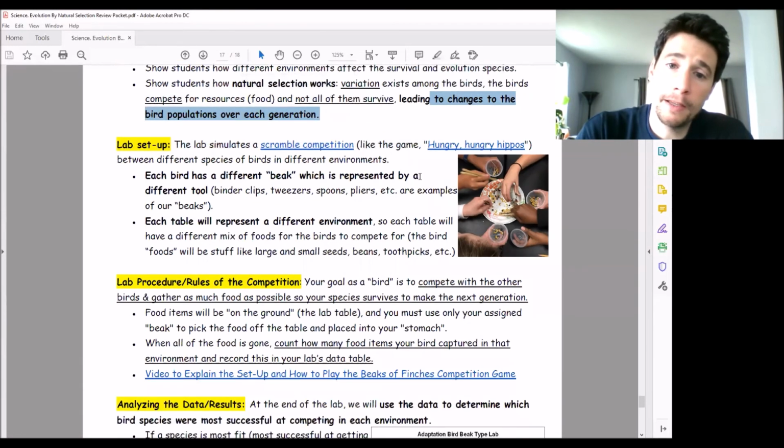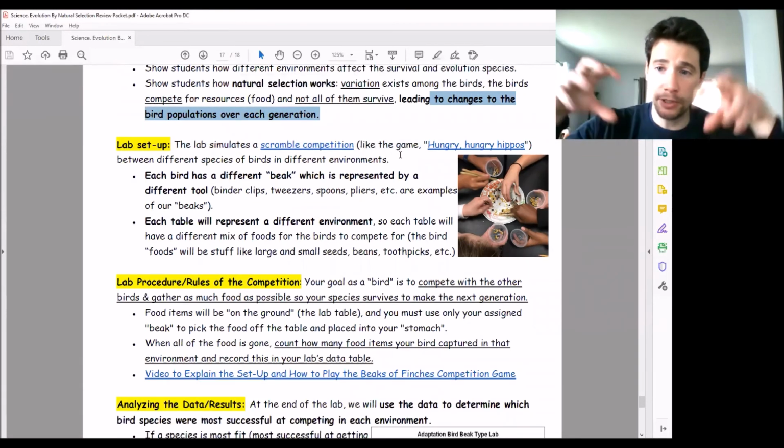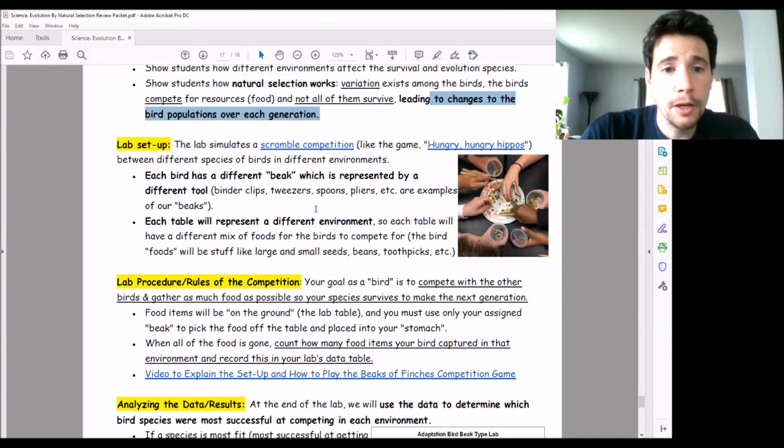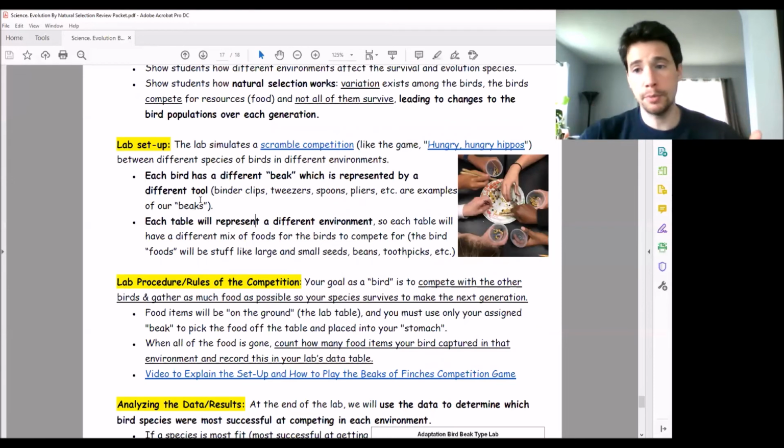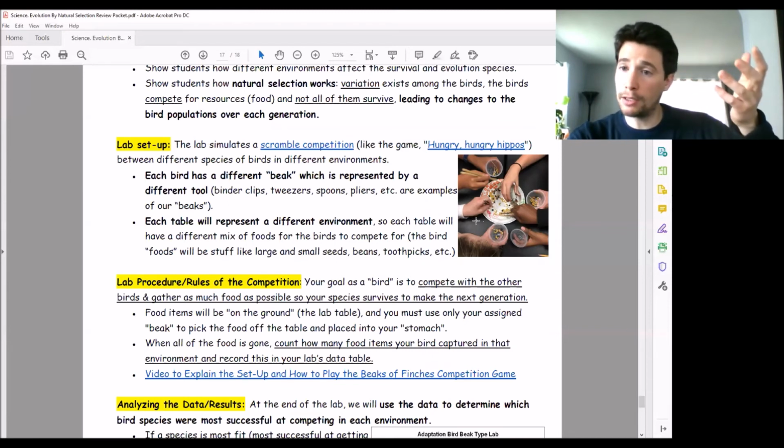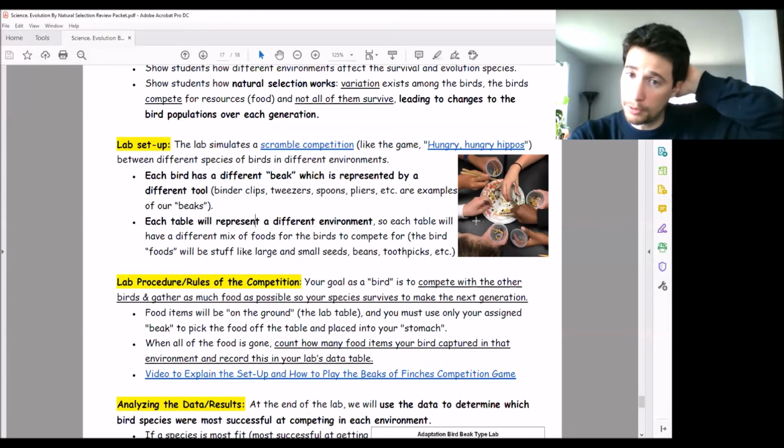So the whole setup, again, is like Hungry Hungry Hippos, where everybody is scrambling for the food, but it's unlike Hungry Hungry Hippos in that each bird is going to have a different beak. In the hippos game, all of the hippos are the same, they're just different colors. In this one, you're each going to have different tools, and you're going to be pretending that you're a bird.